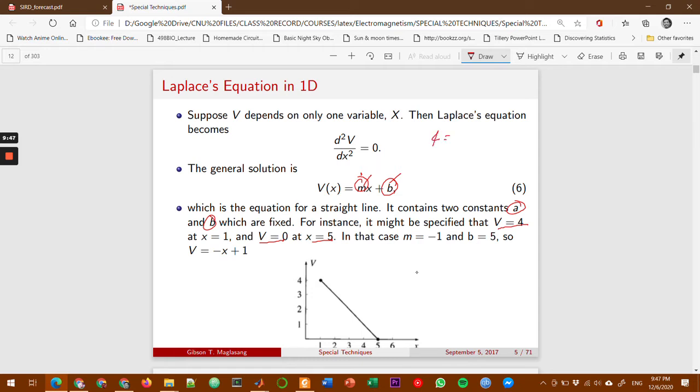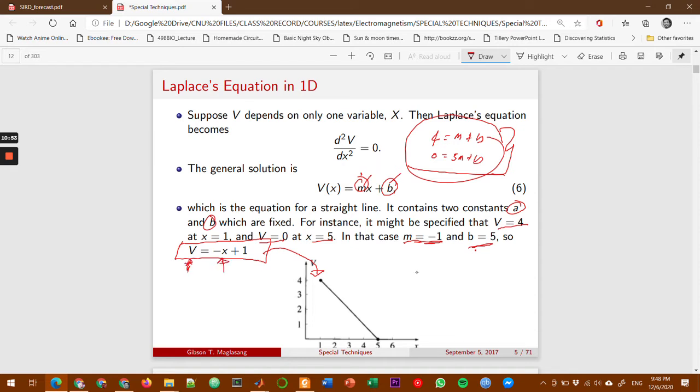So we have 4 equals m plus b. Then the other one, we have 0 equals 5m plus b, since x equals 5. You can actually solve this, giving you m equals -1 and b equals 5. So that would be the solution of your two equations. So if you have m equals -1 and b equals 5, the equation of your line becomes this, and the drawing is that. So you can easily predict or determine the value of the potential anywhere along the line.